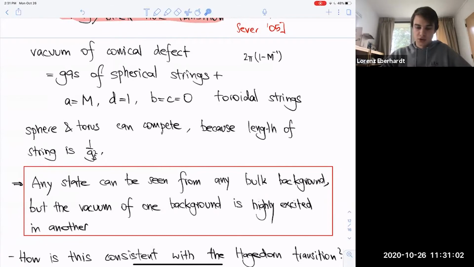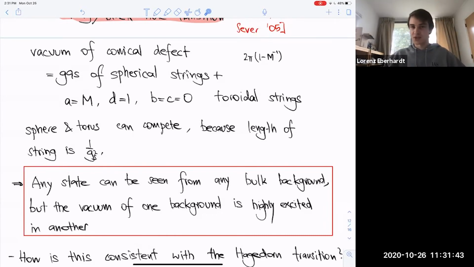Okay, we can also talk about the conical defects. And again, I need the deficit angle to be this, just in order to have some orbifold construction of that background. And if you track down what state corresponds to the vacuum of the conical defect from the point of view of thermal AdS3, then it corresponds now to many toroidal strings that all wind m times around the boundary. So now this A is m, so that means that they wind n times around it. And so the basic message is, again, that sphere and torus can compete because the length of the string is super big. And so some things that you might naively think are true are not really true.